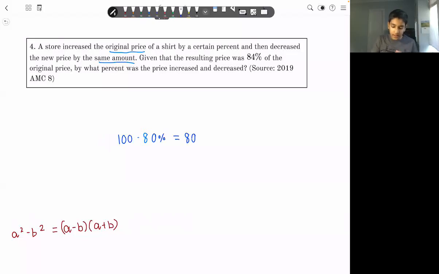And now if we increase the price by 20%, we would get 80 times 120%. And what's 120% of 80? That's just going to be 6/5 of 80. And 6/5 of 80 is just 96. So you can see that our values differed. So 96 is not the same as 100.